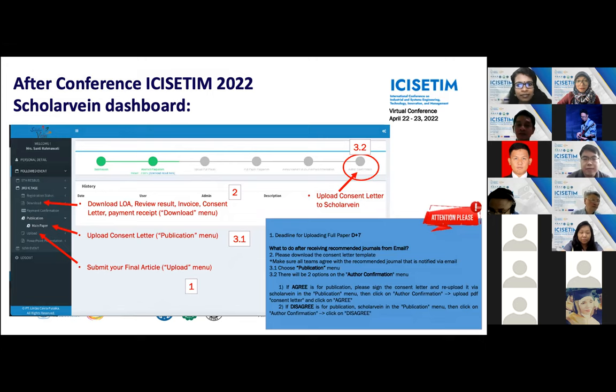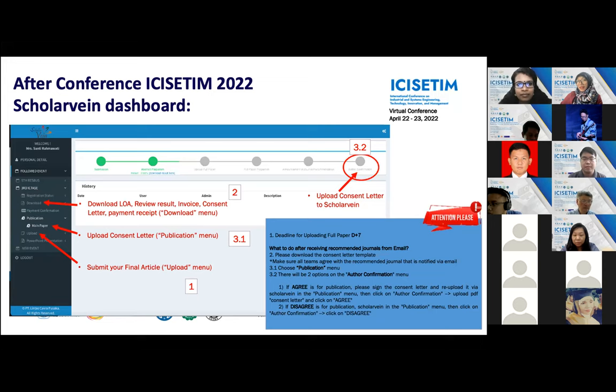You can upload under the Scholar Vein account for the menu upload, and then you can just click re-upload. After that, the committee will do the scientific review process again for your extended full paper to be given the international journal recommendation, which is indexed by international indexers, starting from Scopus, Web of Science, DOAJ, Copernicus, and more. Then, if you agree to the journal recommendation given, you should upload your consent letters, because this is the official sign that the conference committee has finished its task in giving the international journal recommendation for your extended full paper.